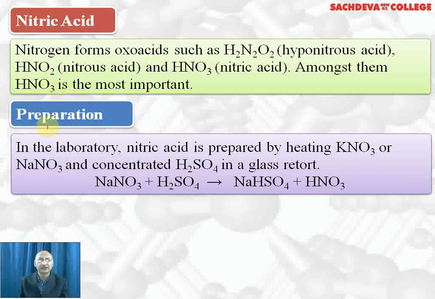First, let's take up its preparation. In the laboratory, nitric acid can be prepared by heating potassium nitrate or sodium nitrate with concentrated sulfuric acid in a glass retort. Sodium nitrate reacts with concentrated sulfuric acid to give sodium hydrogen sulfate plus nitric acid.